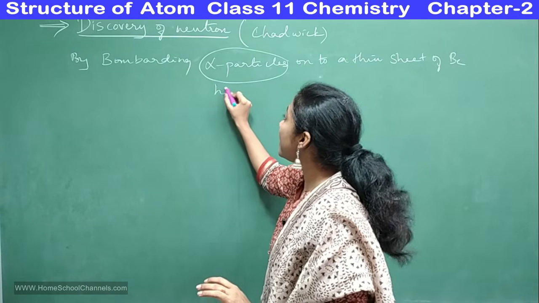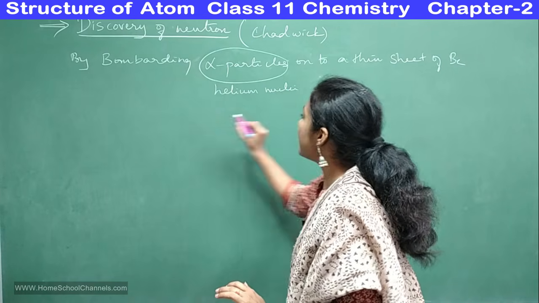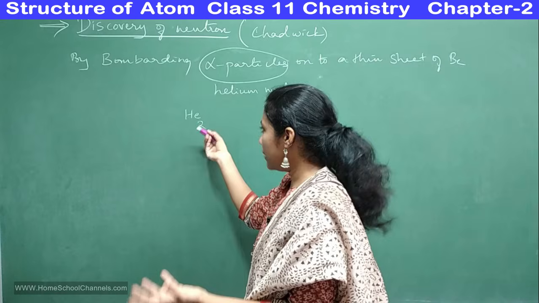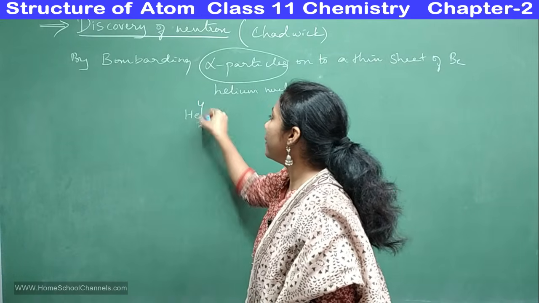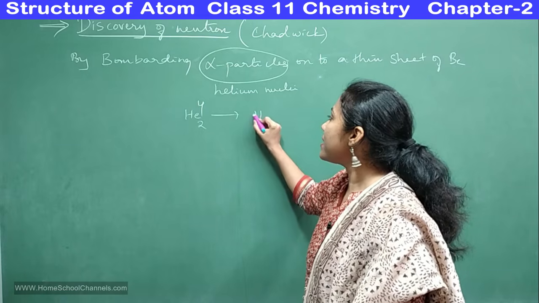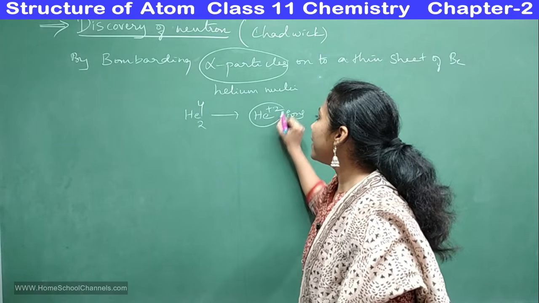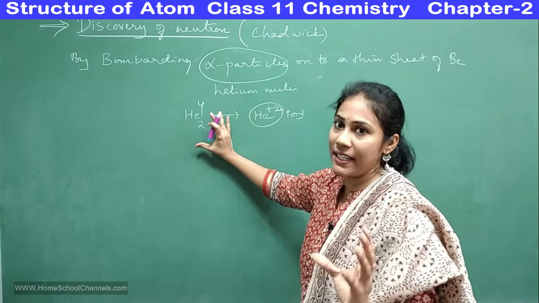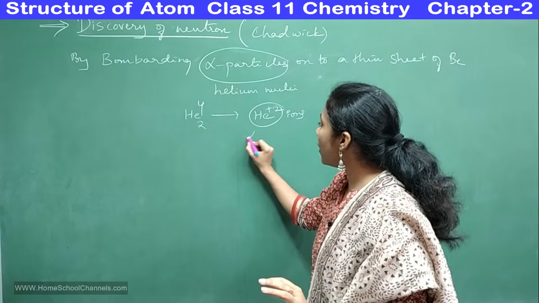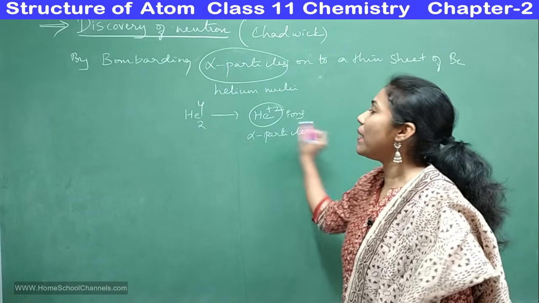It is nothing but helium nuclei. Helium has 2 electrons, 2 protons, and atomic mass 4. If I remove 2 electrons from this helium atom, I will get the He plus 2 ion, and this is what we call an alpha particle.